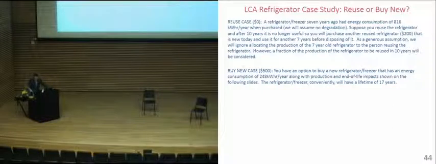If you'll remember, the reuse case dealt with going to the reuse center, picking up an old refrigerator, in this case one that has an electricity consumption of 816 kilowatt hours per year, using it for 10 years and then disposing of it. And then reusing another refrigerator that happens to be built today, as if it was the new refrigerator. That refrigerator is going to have an energy consumption of 248 kilowatt hours per year. Use that for 7 more years and dispose of it.